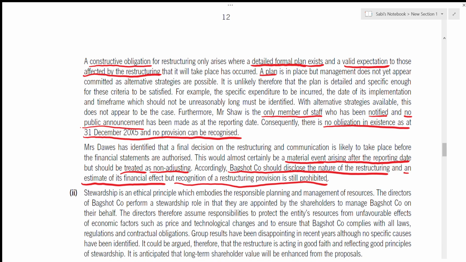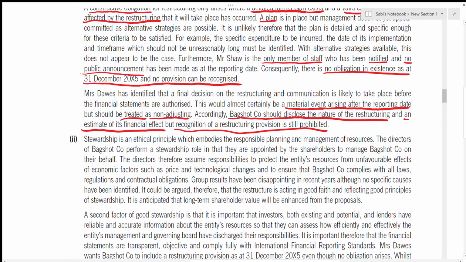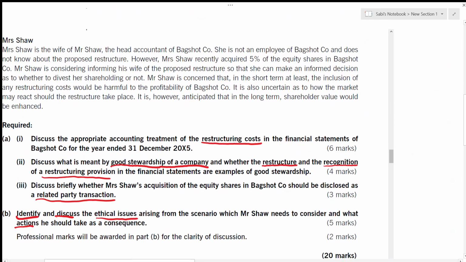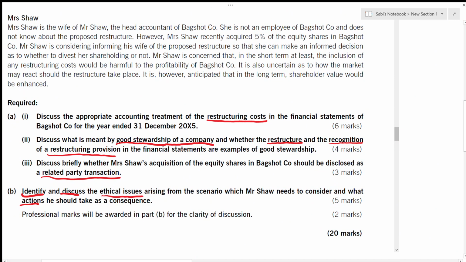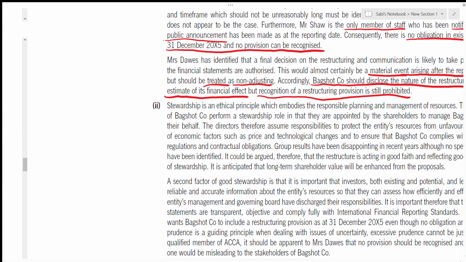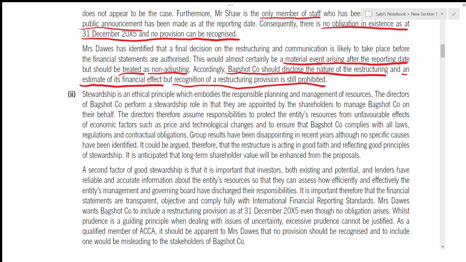Now let's go to the second one. Second is for 4 marks. Again, I will read the requirements. They're talking about discuss what is meant by good stewardship and whether the restructure and the recognition of restructuring provision in the financial statements are examples of good stewardship. So you need to know about stewardship to write this. Now let's see what they have written.